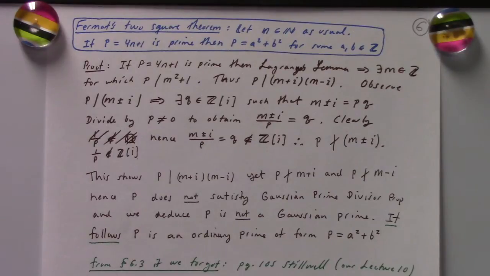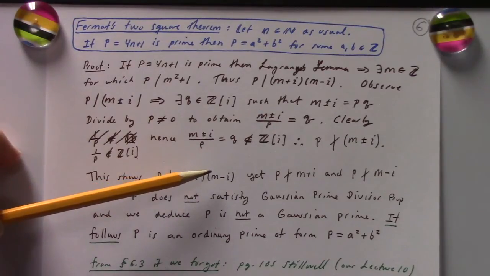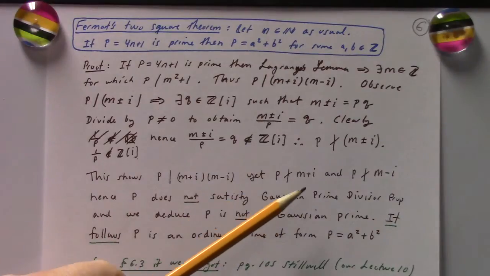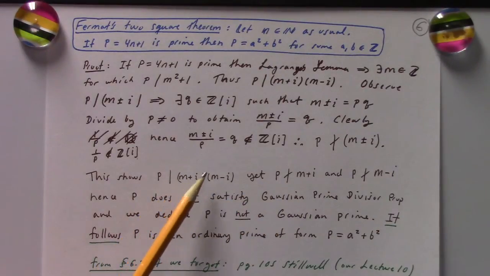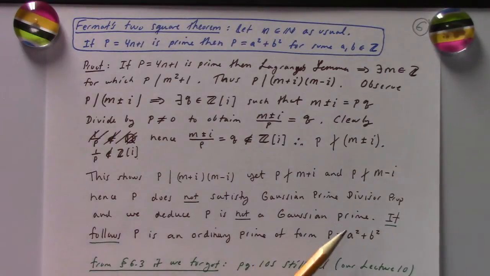So what this shows then is that p divides this product, m plus i and m minus i, and yet p does not divide either one of the factors making up the product. In other words, p does not satisfy the Gaussian prime divisor property. So that means that p is not a Gaussian prime. Therefore, p must be an ordinary prime of the form a squared plus b squared by the section 6.3 theorem, right? Section 6.3 in lecture 10, where we proved that a real Gaussian prime is an ordinary prime. And that means that p is not a Gaussian prime, since it equals a squared plus b squared.